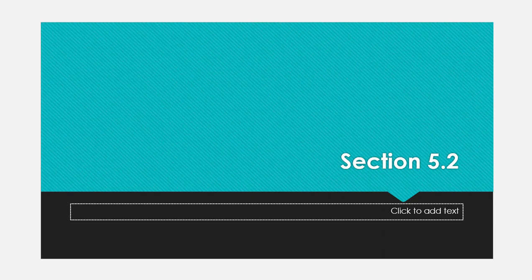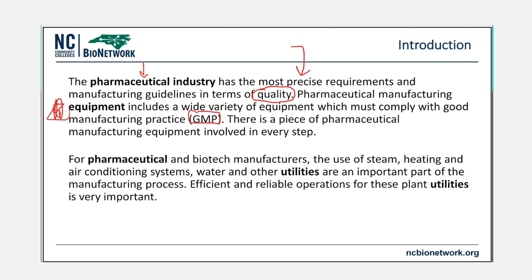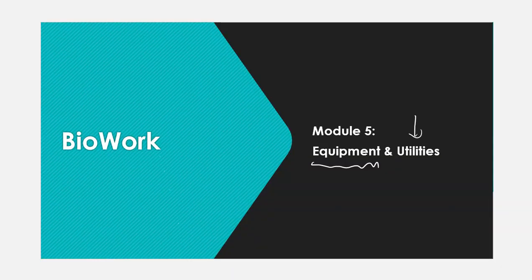All right. So in the next video, we're going to pick up, and if you're following with our BioWork manual, kind of our lecture book, if you want to call that, we will be starting section 5.2. So I just gave you a very quick introduction to Module 5, and particularly 5.1. And again, it is the whole idea of equipment and utilities. That is what this is about.